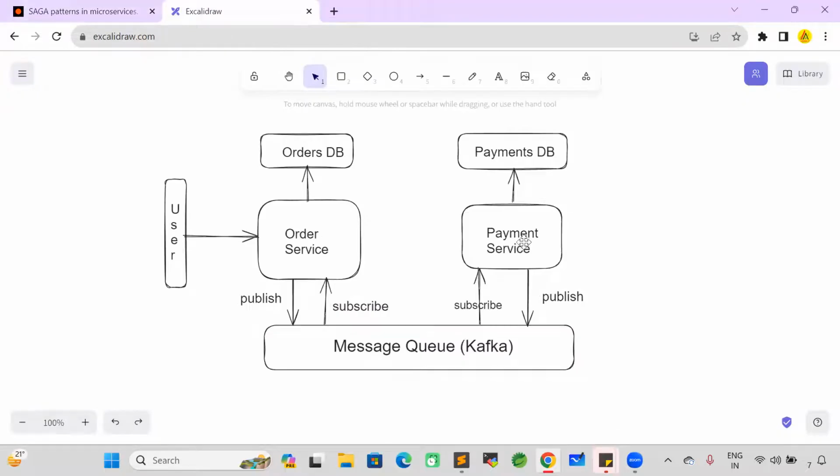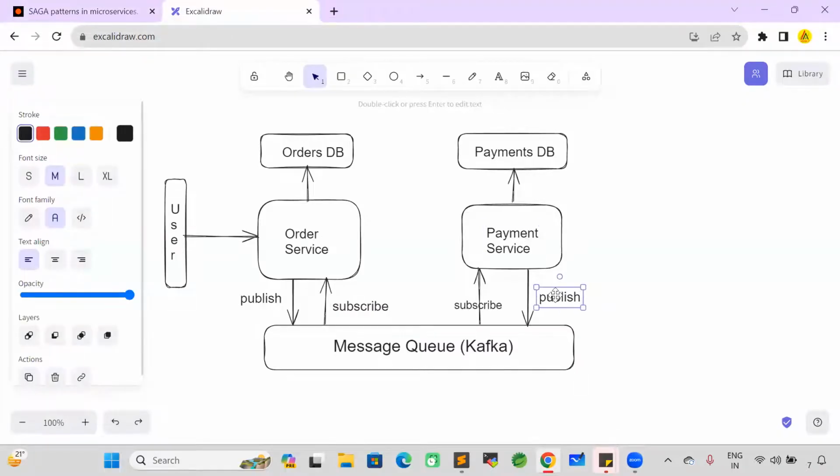Now, once the payment is completed, the payment service will publish an event. Based on the event, the order service will take a decision whether to confirm the order or fail the order. So one service will publish the event based on the action. Another service will subscribe to that event and decide what to do next based on the event received. If a payment is successful, it will publish a success event. Then the order service will subscribe to that success event and confirm the order.